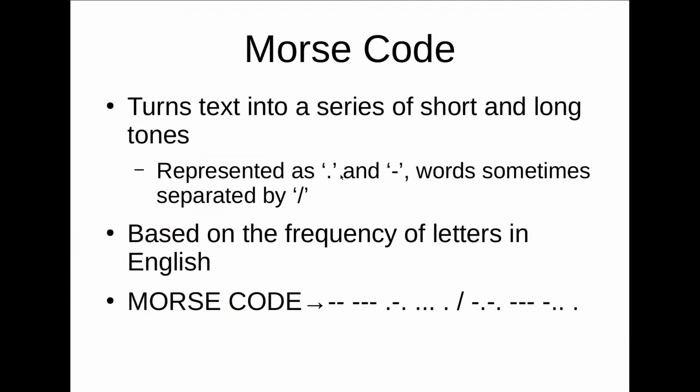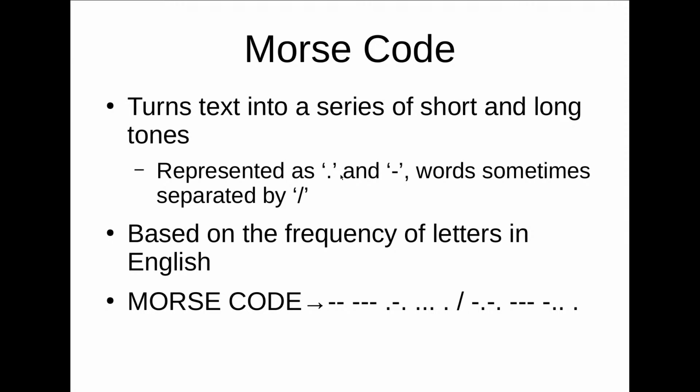But I'm sure most people probably know what Morse code is. You get some text, then you turn it into a series of short and long tones, generally represented as a dot for the short tone, or a dit, and a dash for the long tone, or a da. Sometimes words are separated by a slash when it's written down, just for extra clarity, but it's not going to be encoded. There's no slash in between if you're listening to Morse code from somewhere.